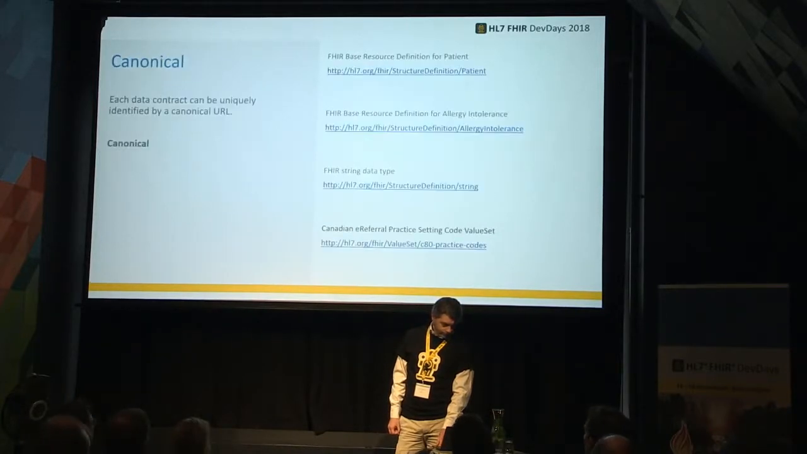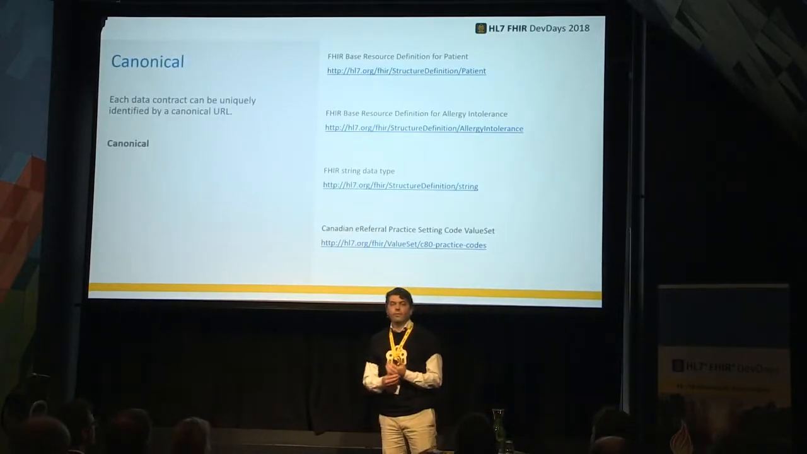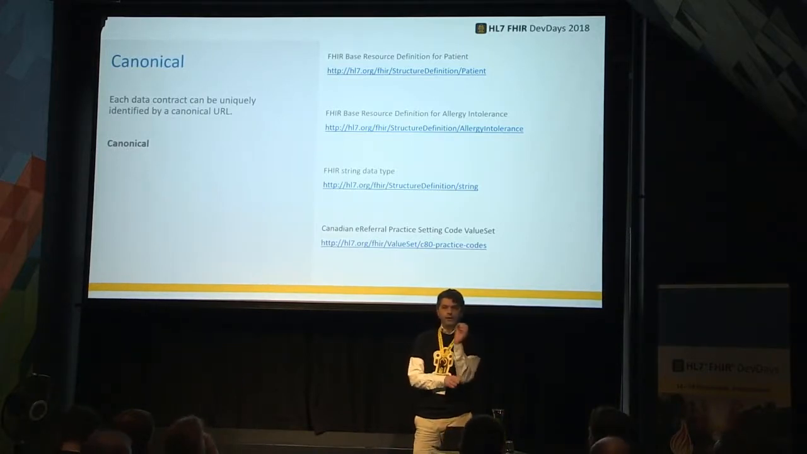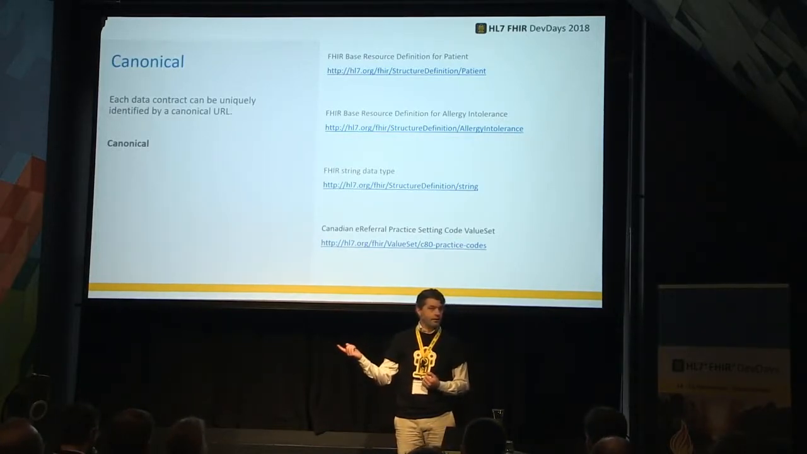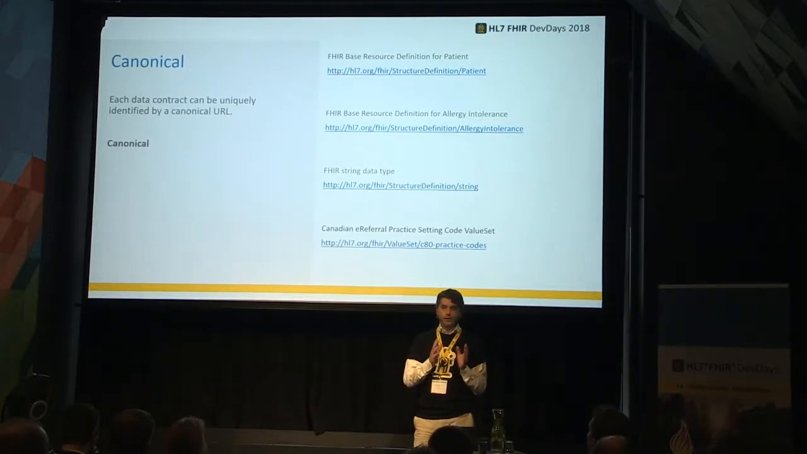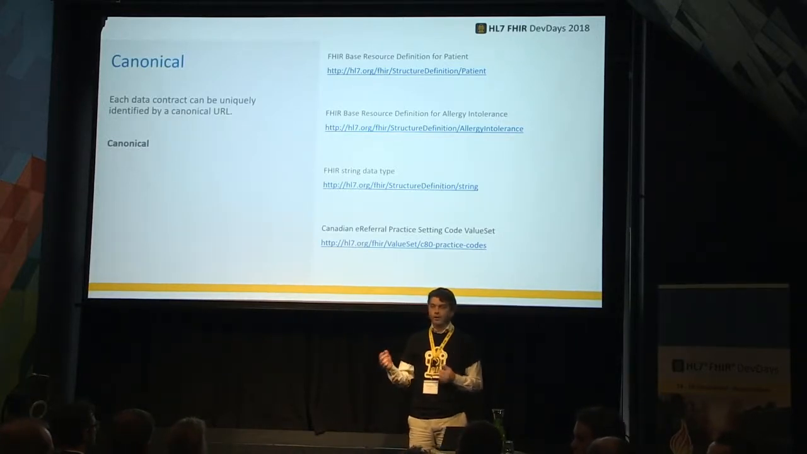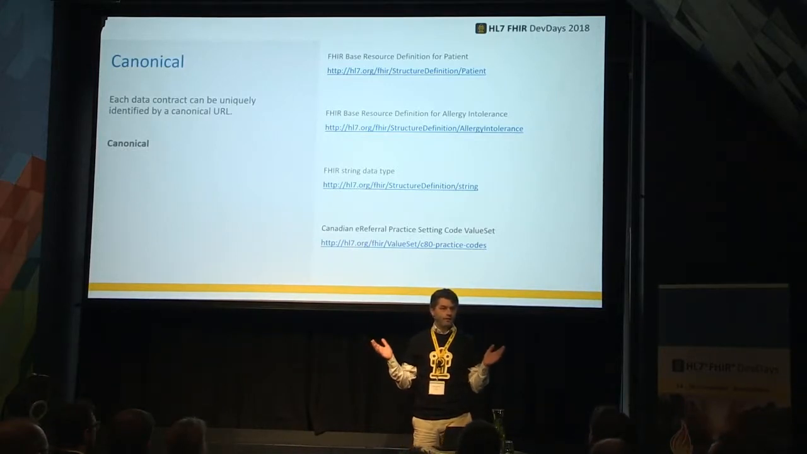Now, the way we communicate structure definitions and profiles, data contracts in general in FHIR is a little bit different from how we communicate normal resources, because a normal resource has an ID, and that ID is unique on the server where it lives. When you get that resource from a server and you send it to another server, it will probably get a different ID. For a structure definition, a data contract, that is not very useful because you want to communicate between different parties, between different servers, so you need a globally unique identifier.